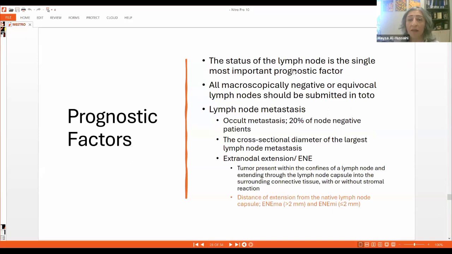Also an important prognostic factor is the status of lymph nodes, which are frequently submitted with the laryngectomy specimens. We have to macroscopically mention whether these lymph nodes are positive or negative, and then we have to submit the lymph nodes in total, because some of what looks like negative lymph nodes macroscopically will turn out to harbor occult metastasis microscopically. We have to mention explicitly the cross-sectional diameter of the largest lymph node metastasis, and whether there is extranodal extension outside the rim of the capsule. This is further divided into more than 2 millimeters or less than 2 millimeters of extranodal extension, because it appears to be associated with the outcome.